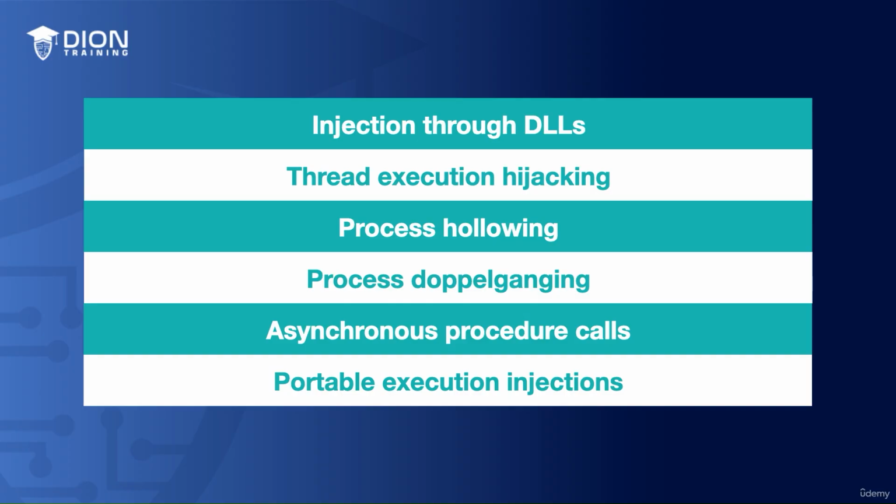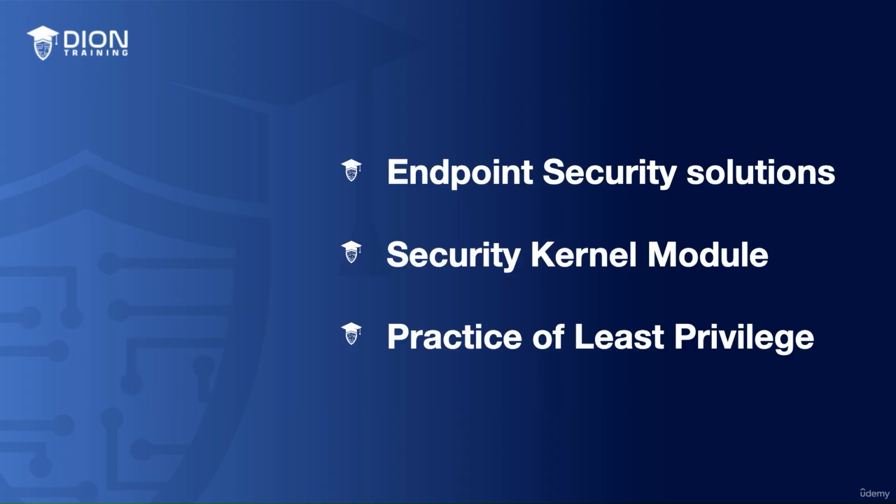Now, there are many different ways to inject code into a process. Many of these will abuse legitimate functionalities as well. This includes injection through DLLs, thread execution hijacking, process hollowing, process doppelganging, asynchronous procedure calls, and portable execution injections. To mitigate against process injections, you should use endpoint security solutions that are configured to block common sequences of attack behavior, you can utilize a security kernel module, and you can utilize the practice of least privilege.